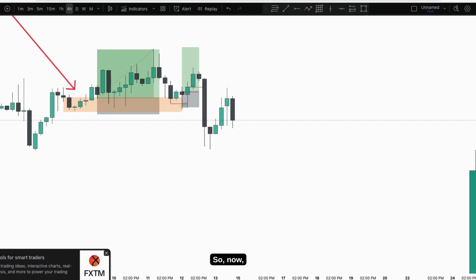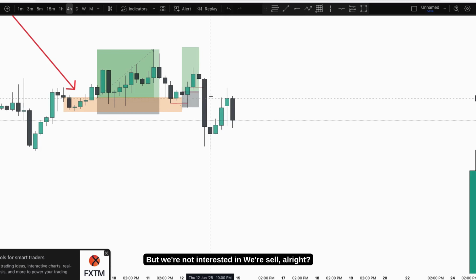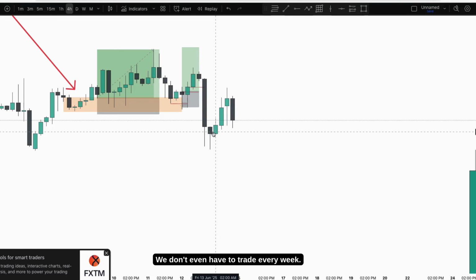All right. So now, price closing above here and giving us some bullish momentum. Yes, this is a pullback, but we're not interested in the sell, all right? Based on where price is at. See, we don't have to trade every day, actually, right? We don't even have to trade every week. If you relax and wait for that quality setup, trust me, you will catch insane trade, because you're trading from those important weekly level.